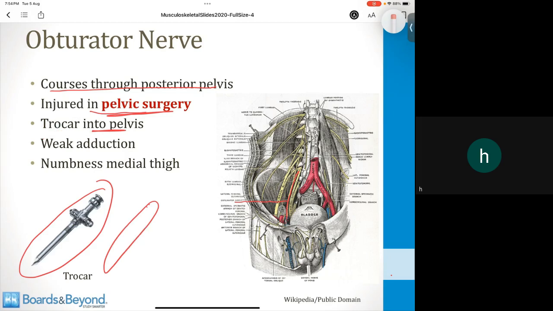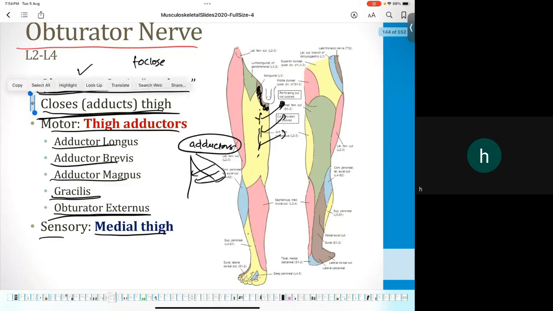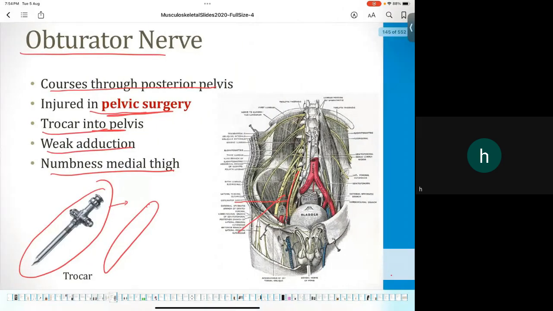In any kind of pelvic surgery, if you insert this trocar into the pelvis, sometimes it can lead to compromise of the obturator nerve if you have deep penetration of that trocar. As a result, you will have weak adduction and numbness of the medial thigh, because a small portion of the medial thigh is also supplied by this obturator nerve, as we discussed. Is it clear? It's really important. You're going to have a lot of UWorld MCQs. They're going to ask you.